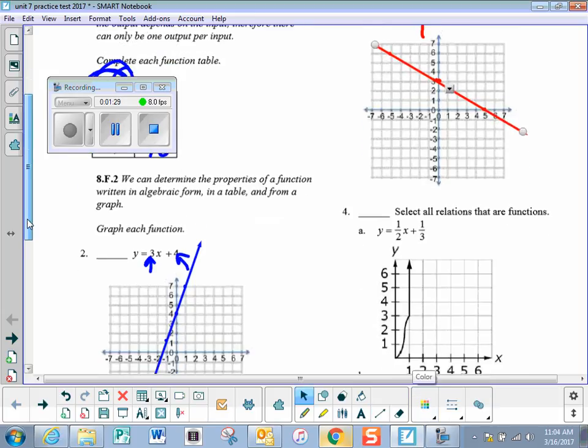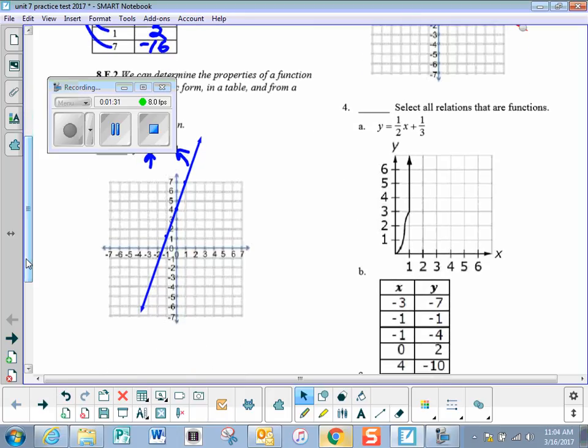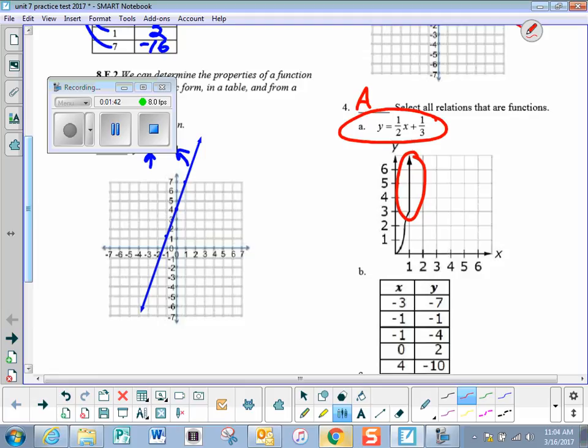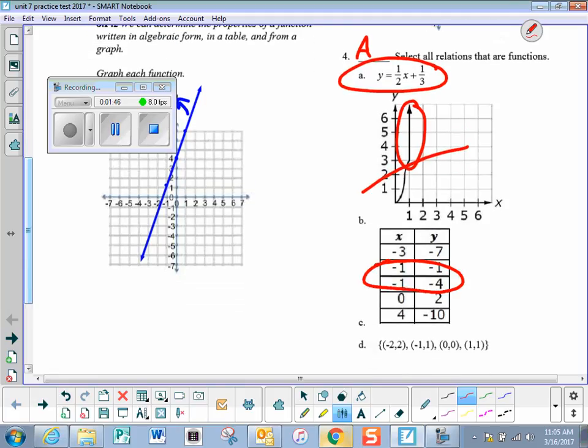Number 4, select all that are functions. Well, this is a linear equation, and the only line that's not a function is a vertical line. So A is a function. B, is this graph a function? No, because it doesn't pass the vertical line test. C, for the input of -1, we have 2 different outputs, so that's a no. D, for each input, there's 1 output. D is also a function. So that was A and D.